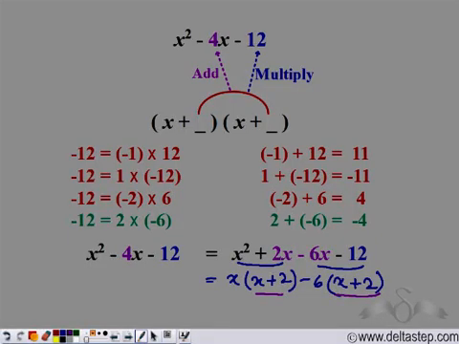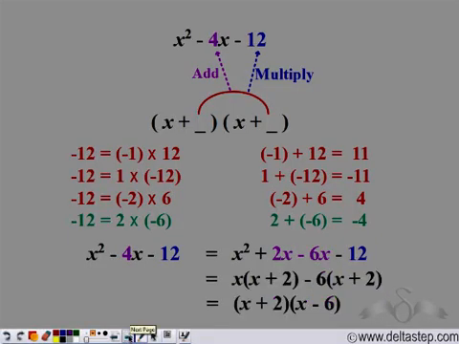So we can factor it out. So we factor it out to get x plus 2 into x minus 6. So x plus 2 into x minus 6 is the factorized form of this expression. x plus 2 is a factor of this expression. x minus 6 is a factor of this expression.